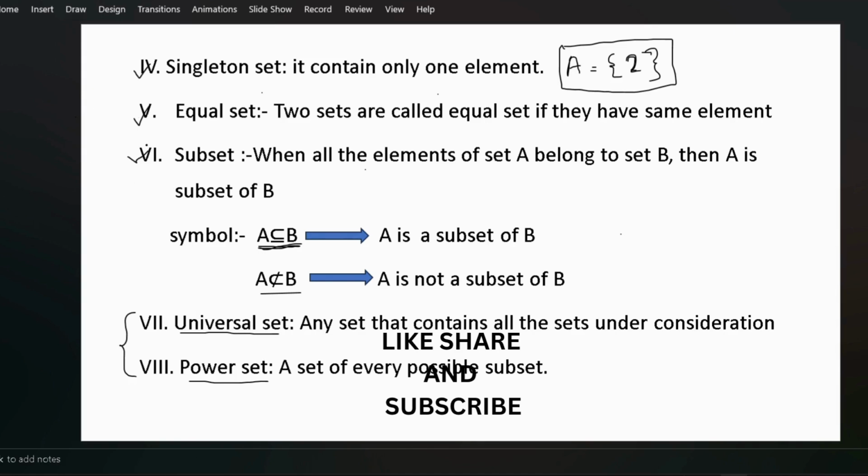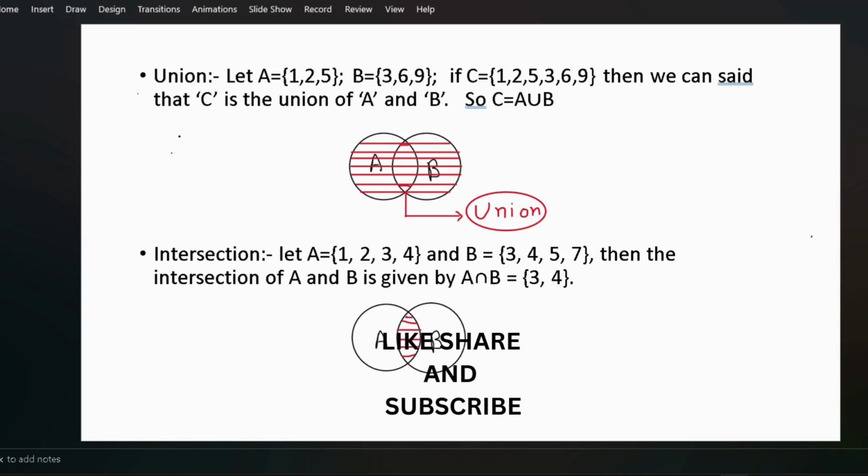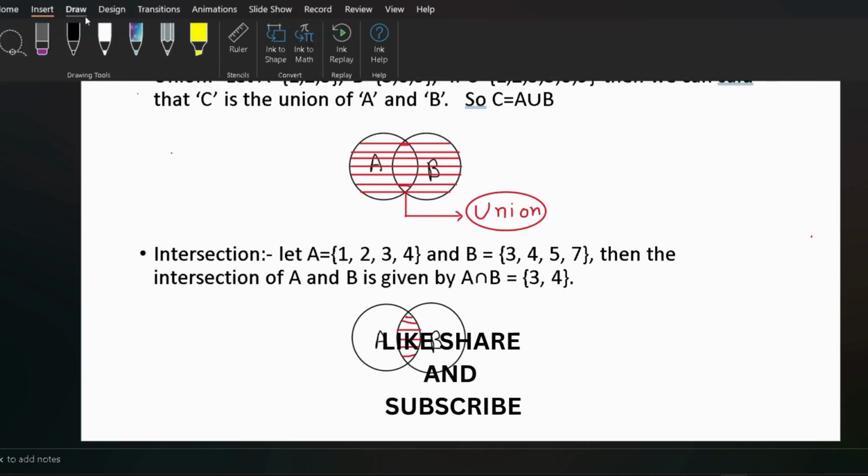Okay. This terminology is very important. Now next, on the next slide, we will discuss two very important terminologies, that is the union and intersection. These two are very important terminologies. We will discuss them in the future with many questions.